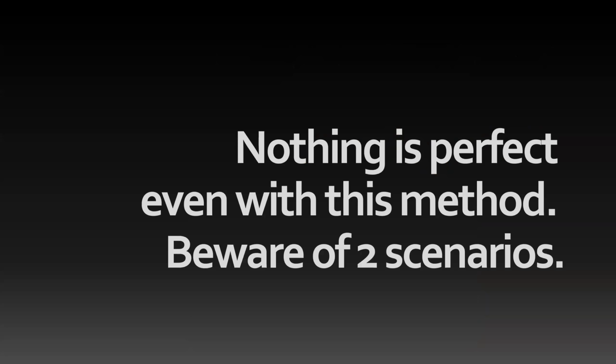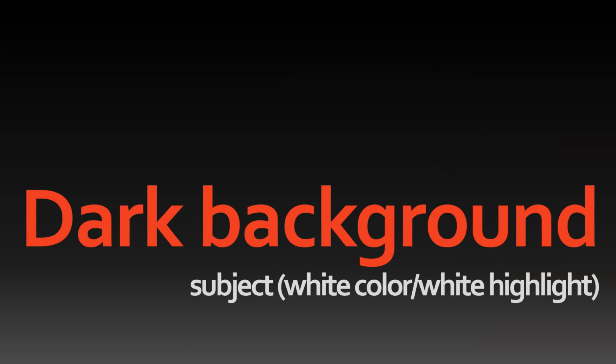Very philosophical suddenly. But nothing is really perfect even with this method. We have 2 hours, right? So we still have time. Nothing is perfect even with this super method, because there are two scenarios that are the kryptonite of this auto ISO plus 2/3. First is a dark background with a subject that has white color or white highlights.